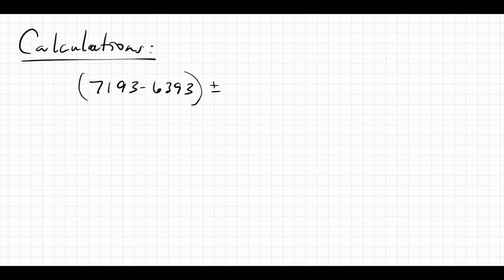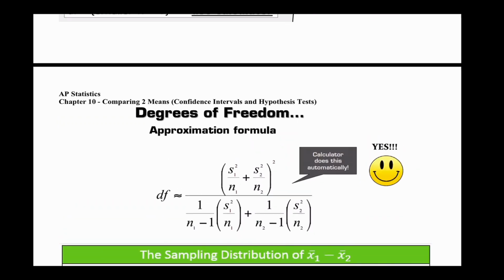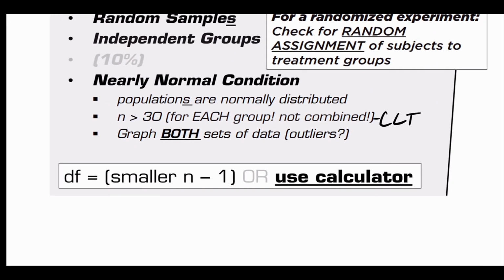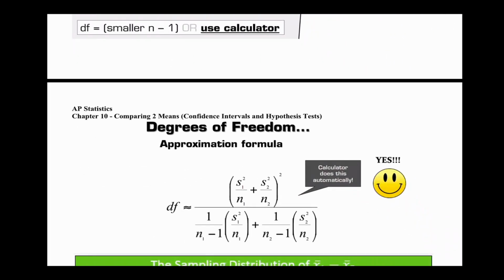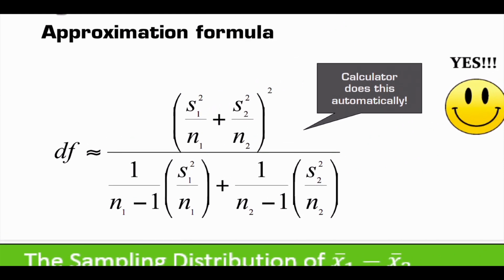So remember, anytime we're using T and we need critical, we need a degrees of freedom. We didn't talk about degrees of freedom for two sample. For one sample it's n minus 1. For two sample, if you go in the notes, there are two ways to do degrees of freedom. One is to take the smaller sample and go n minus 1. The calculator will also do it for you. If you really want to know the exact degrees of freedom, this is the formula here. But the calculator does that automatically. That's not a formula you need to know.